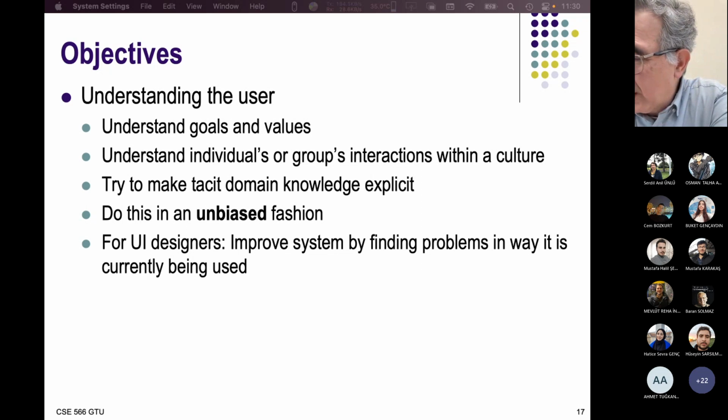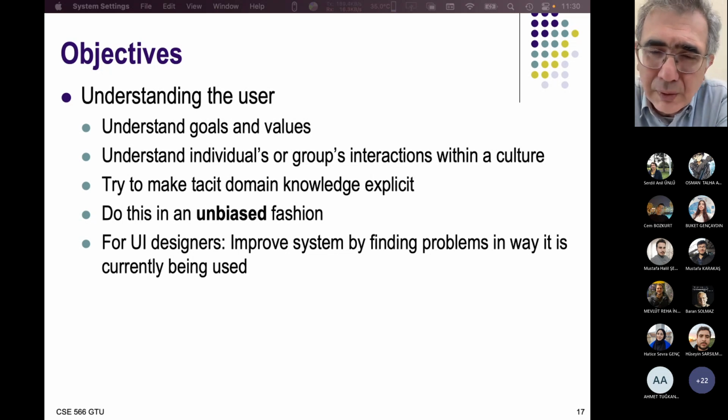For user interface designers, improve the system by finding problems in the way it is currently being used. For example, when you are trying to explain the problems with the accommodation of Linux in the corporate environment, if you are biased for Windows or for macOS, you will say a lot of bad things. You will note down bad observations about the Linux operating system, and you will skip the positive sides or some sides that you don't want to talk about. So it's impossible to eliminate bias 100% because everybody has some kind of bias, but try to make it as low as possible.